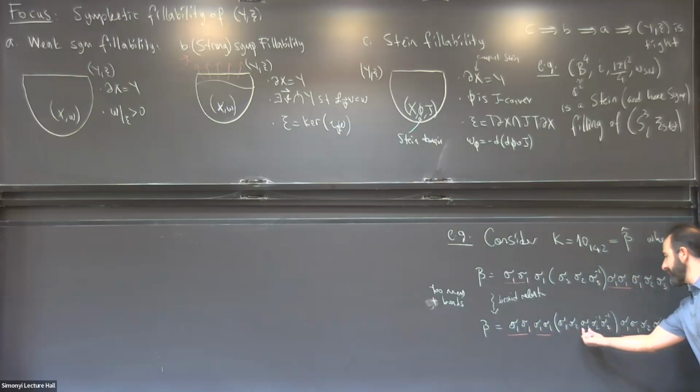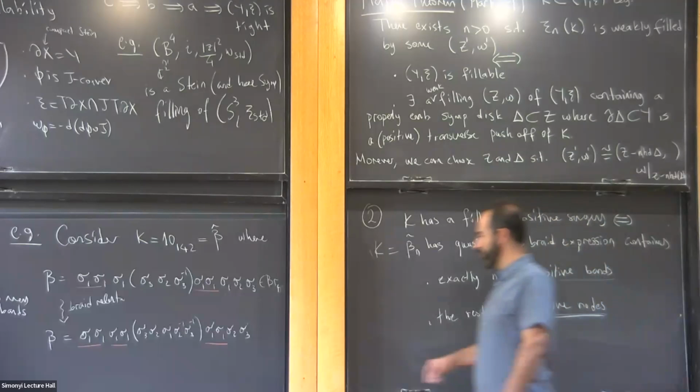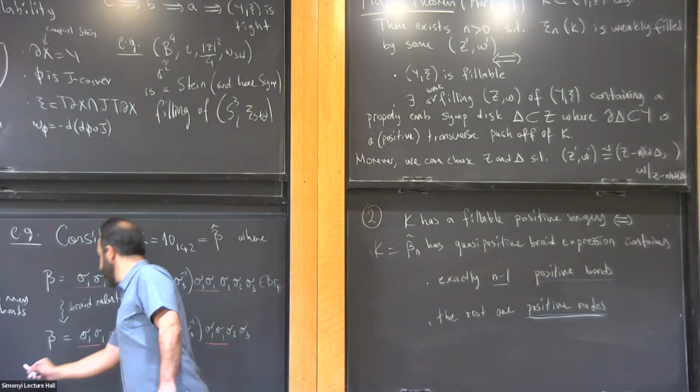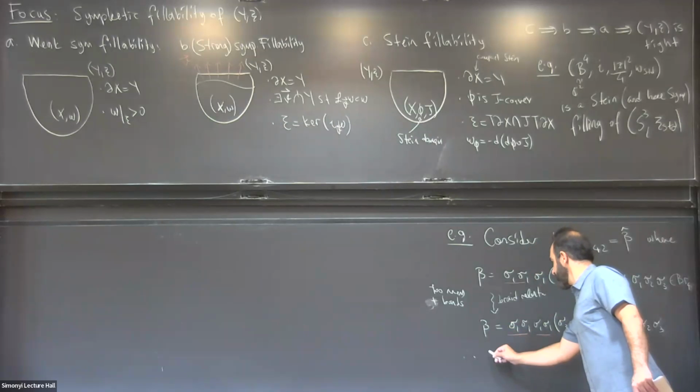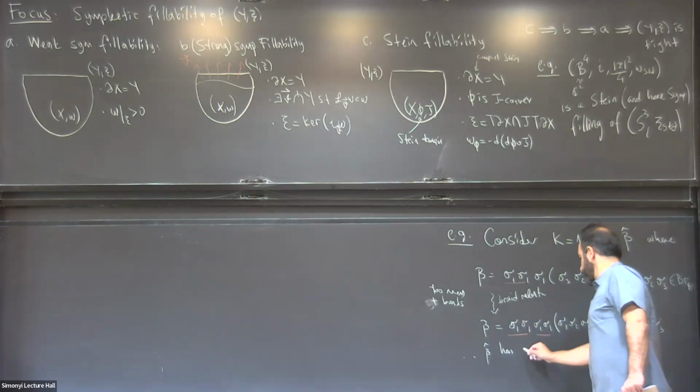We have conjugated sigma 1 here. This counts for 1 positive band. And we have another band, and we have another band. It could be conjugated with just the identity element. That's fine. So now we have 1, 2, 3 bands. That in particular says that we are in the situation of this theorem. That means that we can certify that indeed the braid closure, which is the knot, this one, has fillable positive surgery.